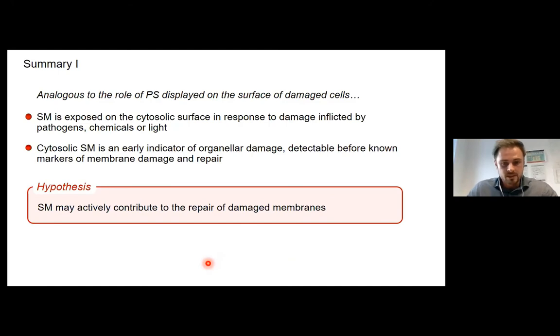Now, these findings don't tell us so much about the actual significance of cytosolic sphingomyelin, but we speculated that there may be a reason for why cells put so much effort in maintaining the sphingomyelin asymmetry, and proposed a working hypothesis stating that sphingomyelin may actively contribute to the repair of damaged membranes.